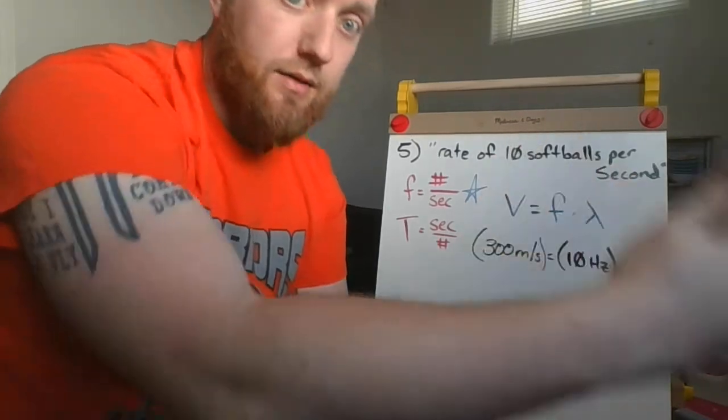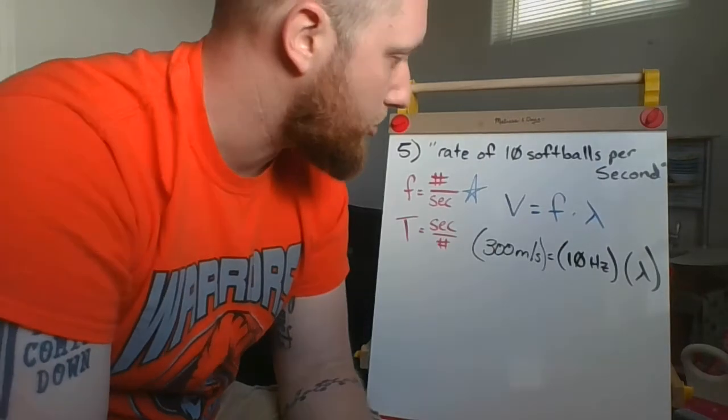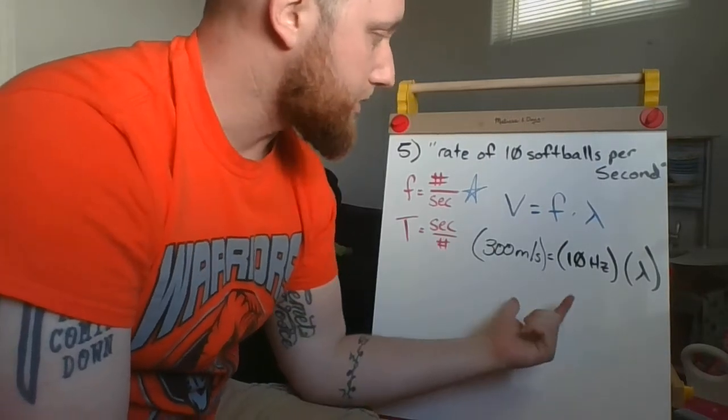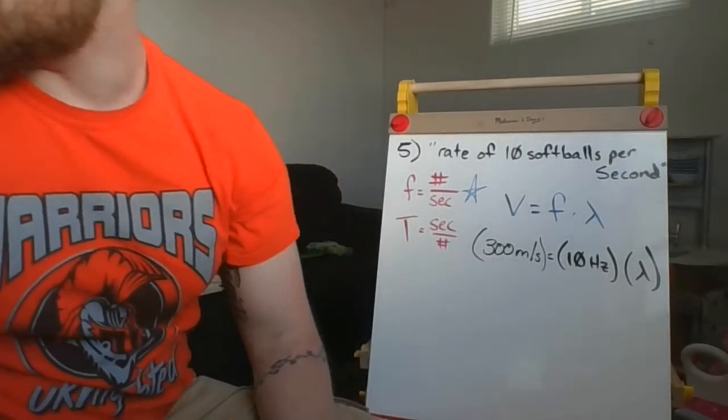And so you're going to get 10 occurrences every second, 10 crests every second. So literally just divide by 10, you get a distance of 30 meters. And that's all any of these guys needed to be.